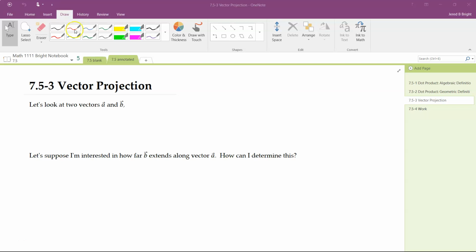And so to begin, I just want to start with looking at two vectors. So let's say we have two vectors that share a common initial point. Maybe here is vector B. Let's call this vector B, and then here we're going to call this longer one vector A. Now what we want to do is look at how far along vector B extends along vector A.